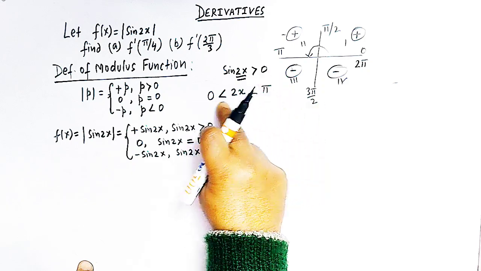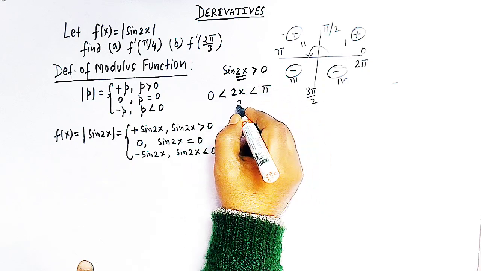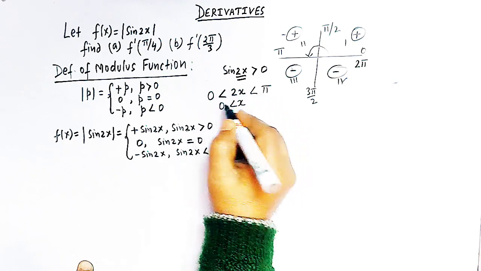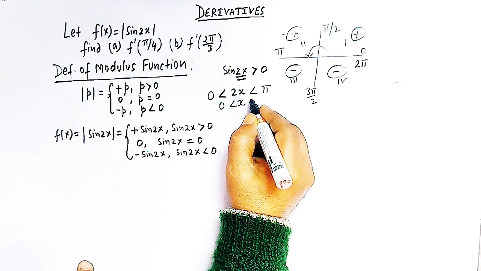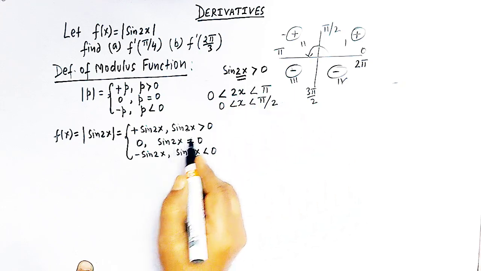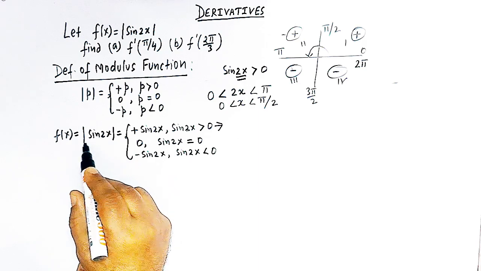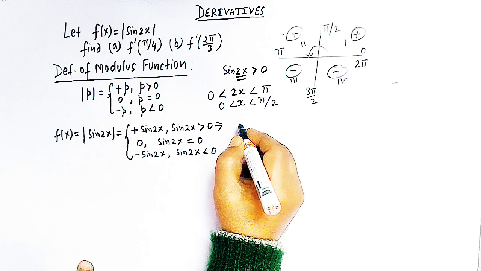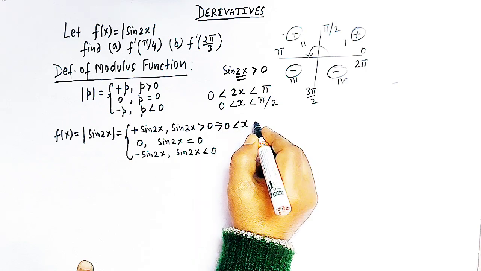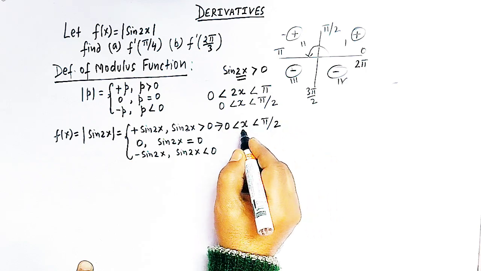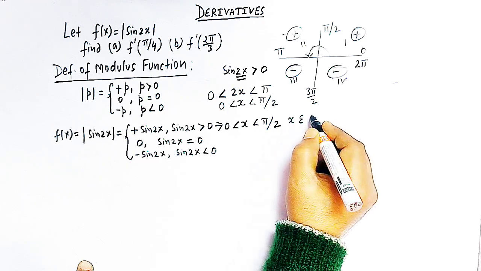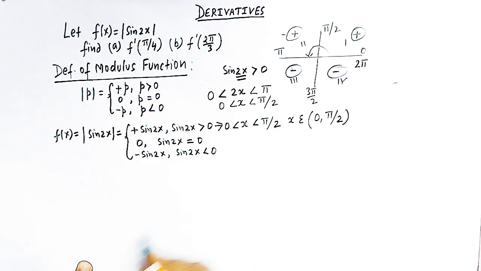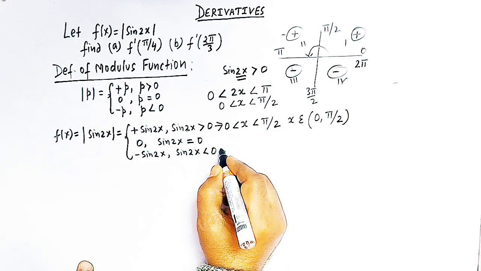So this inequality can be written like this: dividing throughout by 2, we have 0 over 2 is 0, 2x over 2 is x, and here we have pi over 2. So now we can say that mod of sine 2x is equal to positive sine 2x when x is greater than 0 but less than pi by 2, that is x belongs to the interval 0 to pi by 2, right?